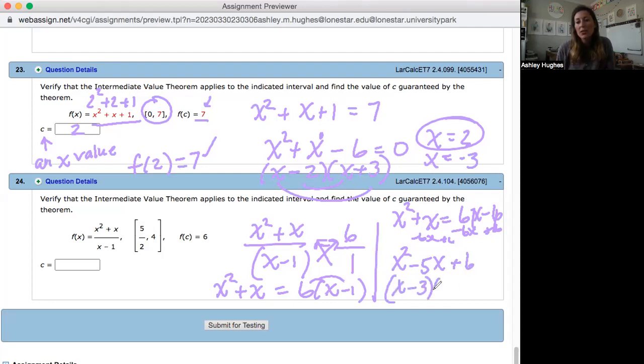That would be a minus 3 and a minus 2, because I want a positive 6 when I multiply and a negative 5 when I add them. So that gives me two values, x equals 2 and x equals 3. I have to pick the one that's on this interval. So 2 is 4 halves, so 5 halves to 4, the interval would include the 3.